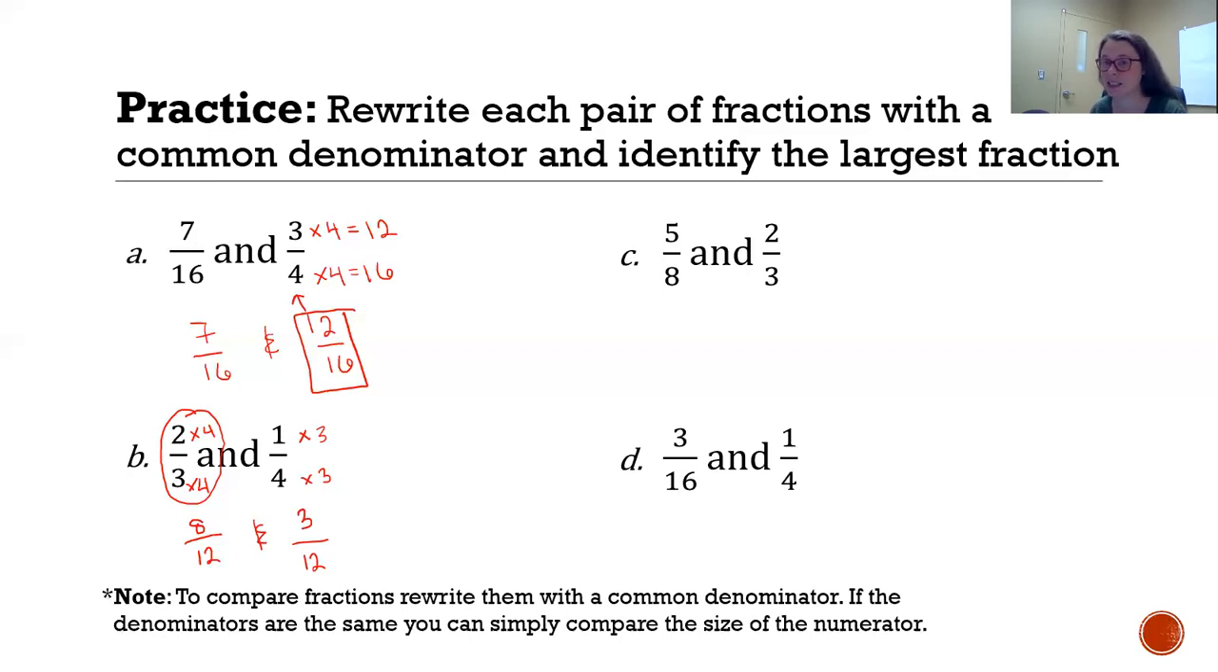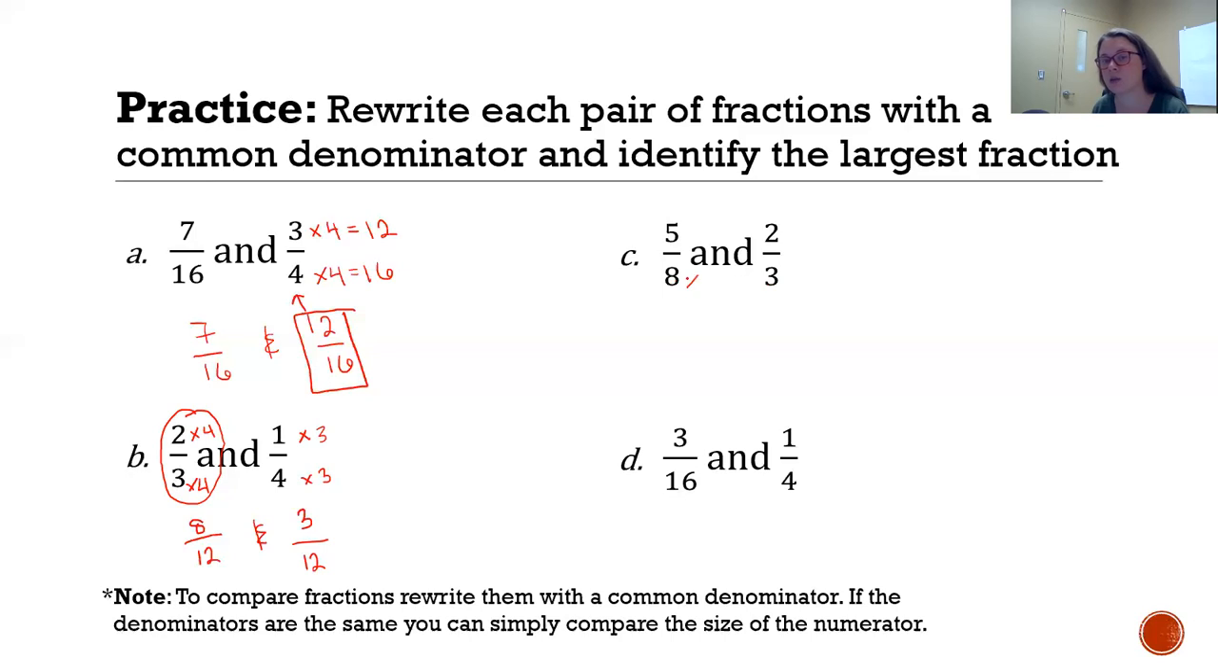Now when we get to C, C is an example that's a little bit trickier to look at and see which one's biggest. 5/8, that's more than a half. And then 2/3 is more than a half. Which one's actually largest? This is when we're going to need our common denominator in order to verify. So we're going to use the same strategy we had in B. There's not really a math connection between 8 and 3, to use one to get the other. So we're going to combine the two together.